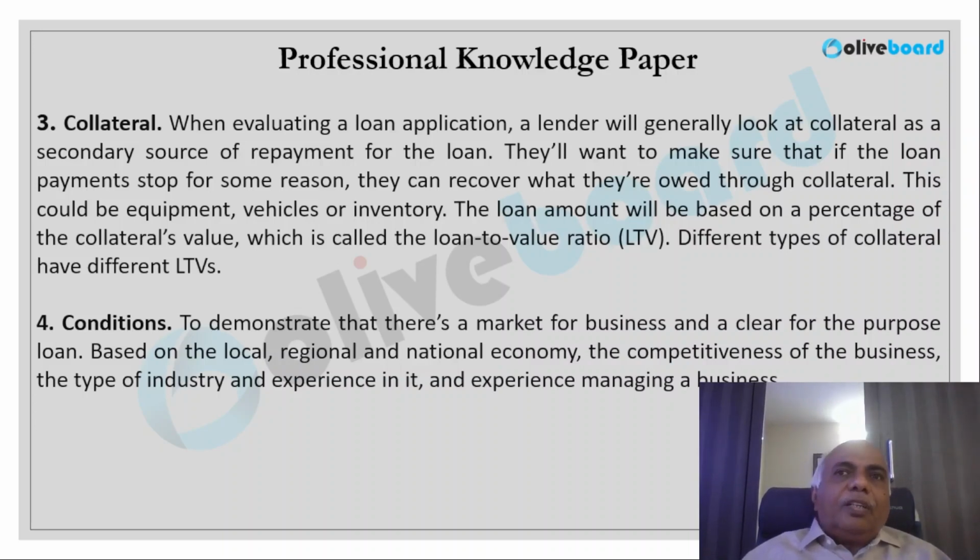If the primary security is used up by the borrower, the bank will sell the collateral security and appropriate that amount to the loan amount. They want to make sure that if loan payments are stopped, they can recover what they are owed through collateral security. This could be equipment, maybe vehicles, maybe inventory also. The loan amount will be based on the percentage of collateral security.